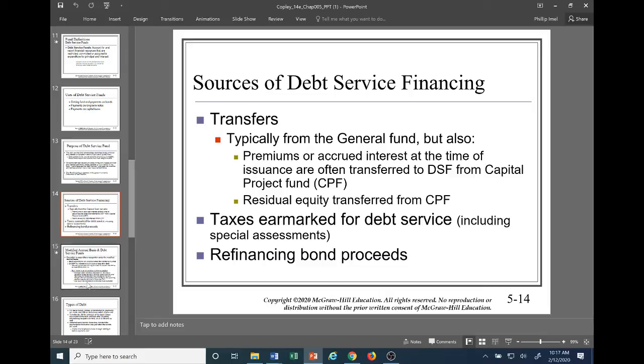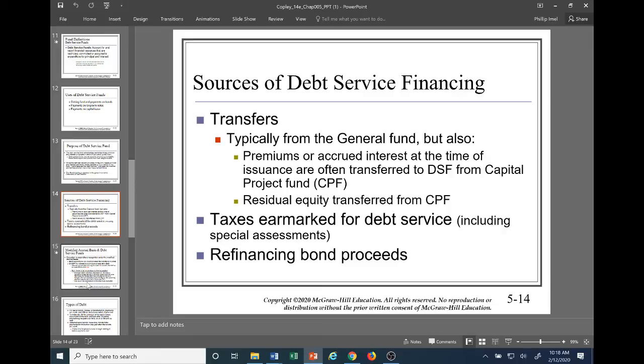However, you can see some from the capital projects fund. The things that would trigger a transfer from a capital projects fund: premiums or accrued interest at the time of the issuance are often transferred to debt service from the capital projects fund. So what do I mean? Premium. If there's a premium on a bond, what does that mean? They're actually getting more in, right? But then they amortize it over time, right?